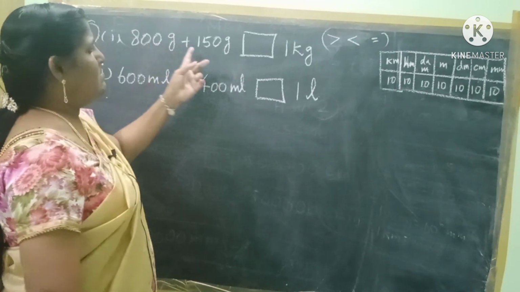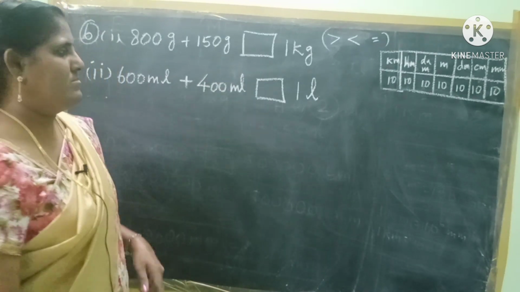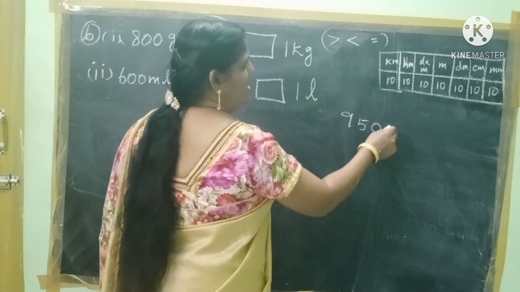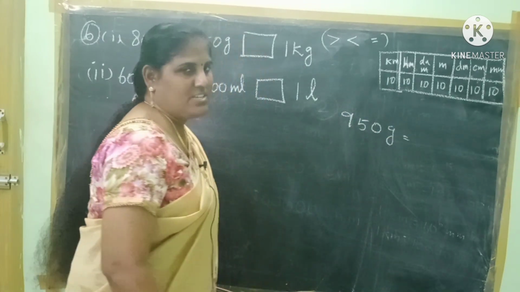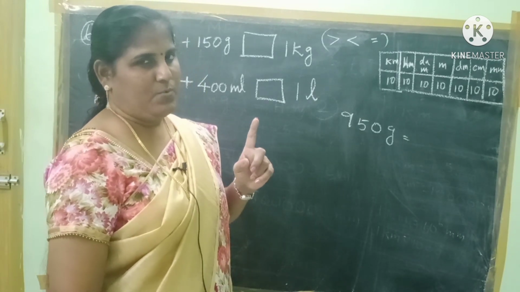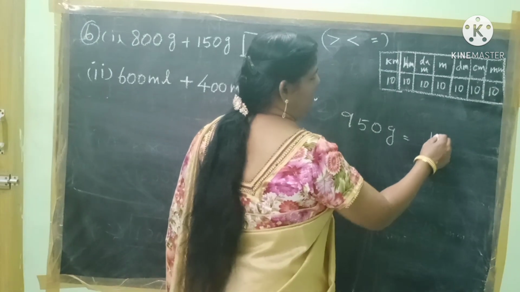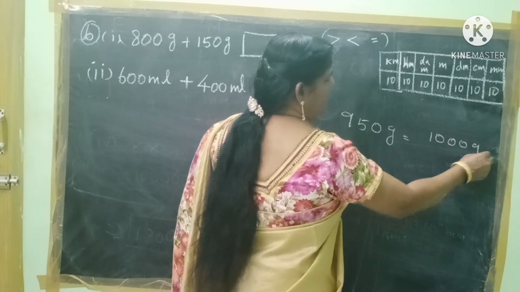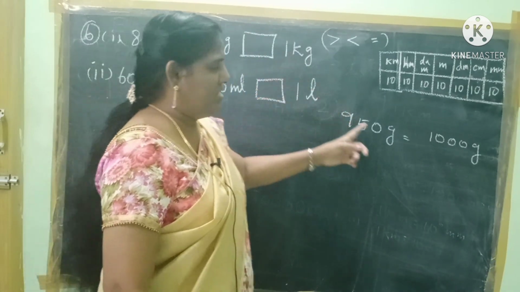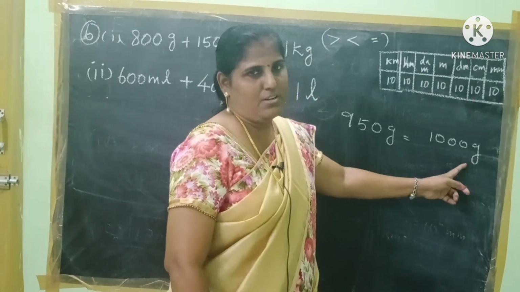So 800 gram plus 150 gram, what is the answer? Yes, 950 gram. Is 950 gram equal to 1 kilogram? 1 kilogram means how many grams are there? 1 kilogram is equal to 1000 gram. Because here they have given kilogram, if you want to compare, you need to change it to gram only.